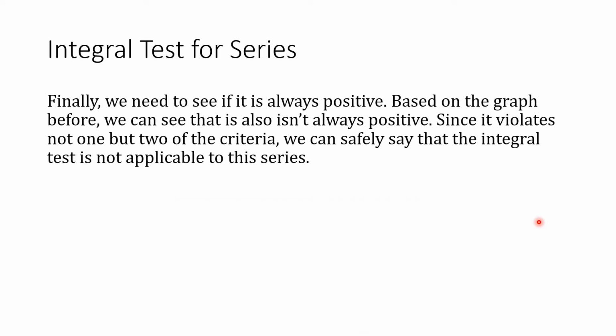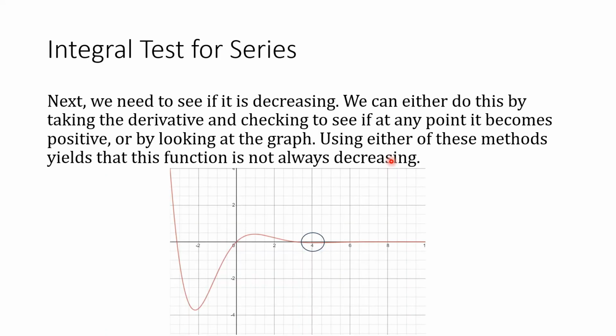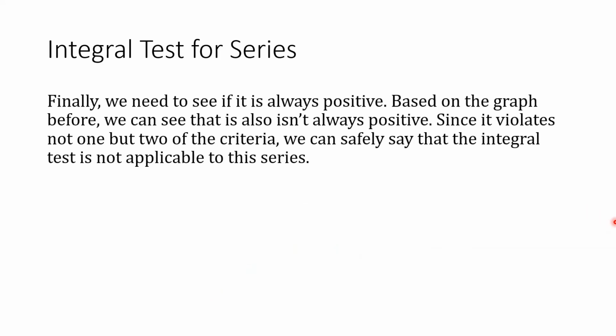We could have really just stopped with that requirement right there, because just by violating one of the requirements, you already know that you can't apply the integral test. But I guess just for fun, we can apply the last requirement. So we need to see if it's always positive. Based on the graph before, we can see that it also isn't always positive, right? Let's go back to that graph. We got that little dip there, which clearly goes into negative numbers. Therefore, it's not always positive. Since it violates not one but both of these criteria, we can safely say that the integral test is not applicable to the series.